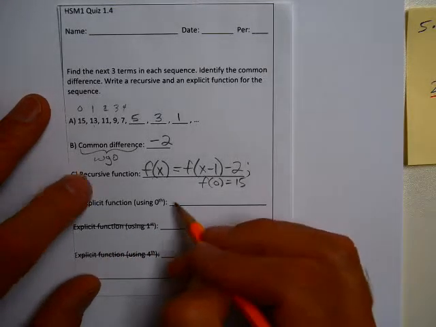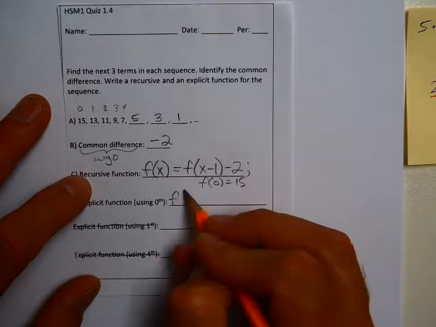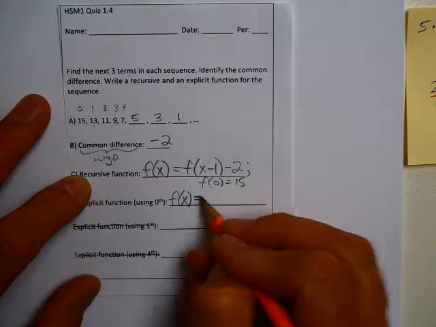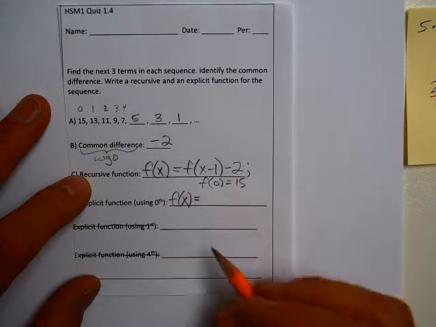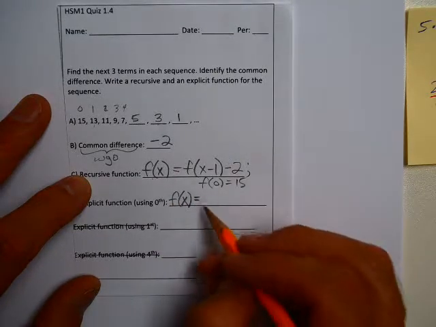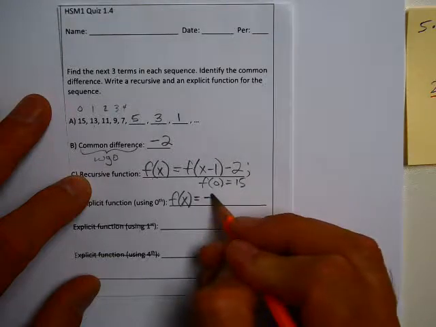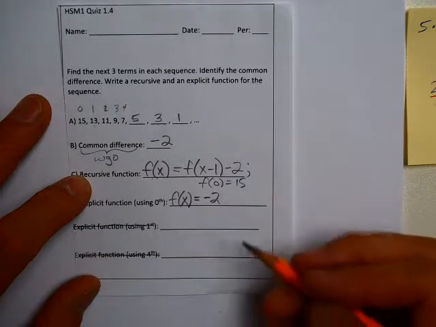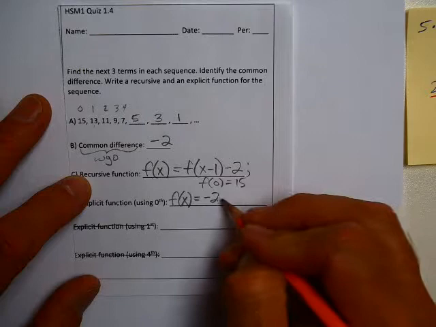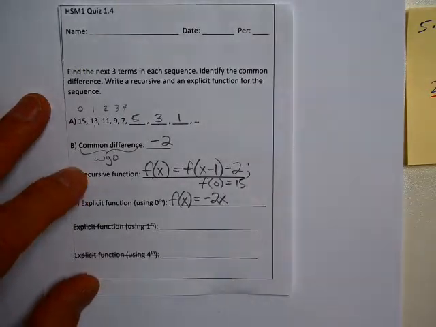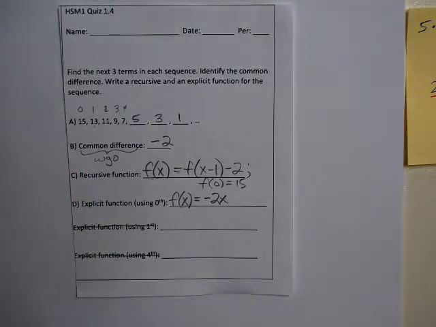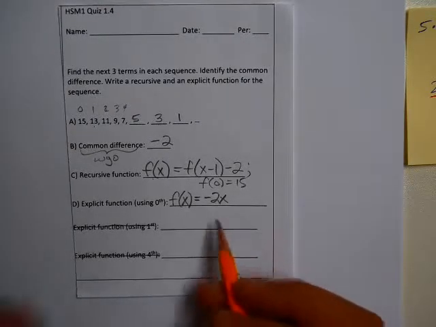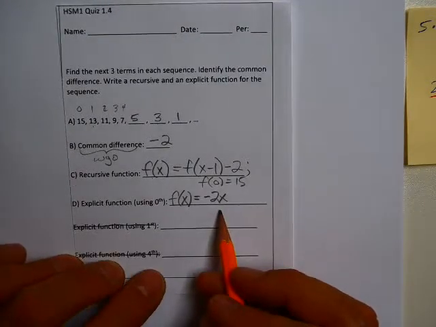So how the explicit function works is this. The next term in the sequence, the next output, that's the same as y, the next output, equals the what's going on. I'm taking away 2, but how many times am I taking away 2? Because I'm human, I can take it away as many times as I want, all in one step. Negative 2x.